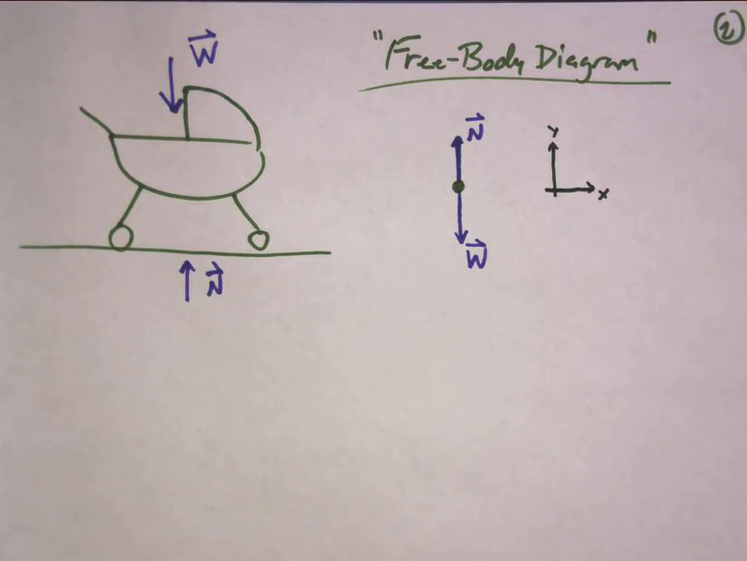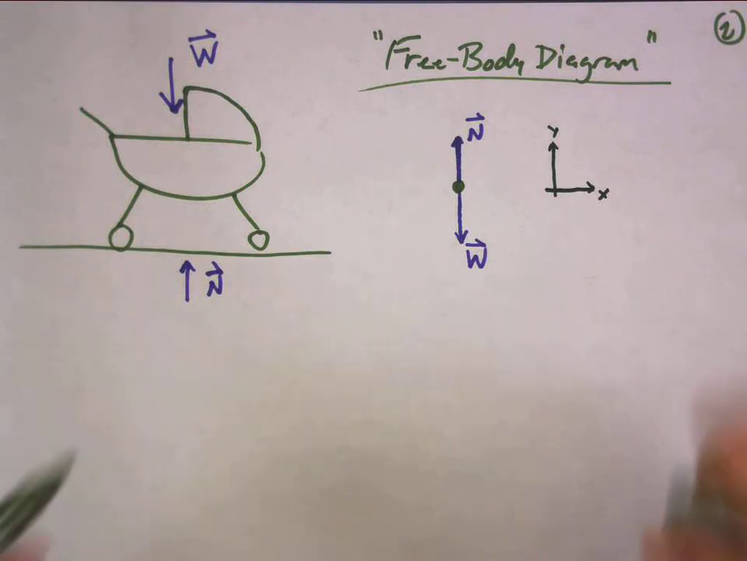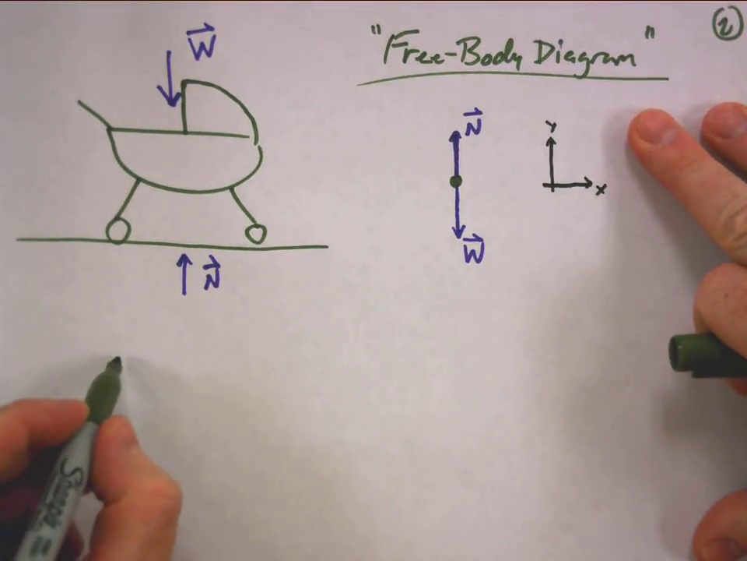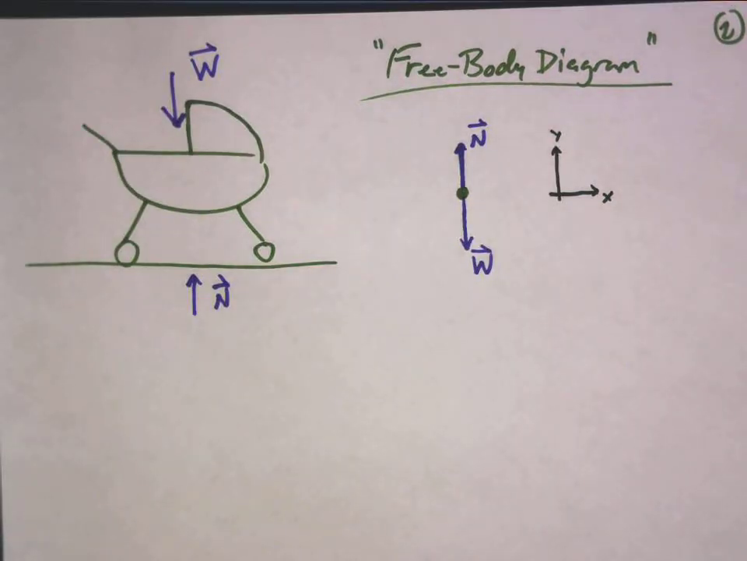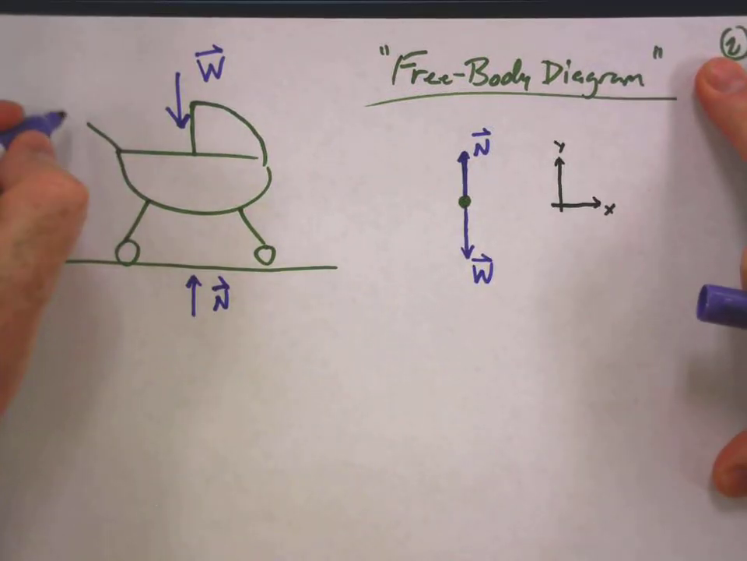Now, what if though, what if someone comes along, let's say there's a baby in there, and mom comes along and grabs the handle and starts pushing on it? So mom applies another force to the stroller. And, well, that's a different situation. So what's that going to look like? We have the stroller. Oh, you know what? I can just, I'll just put it here.